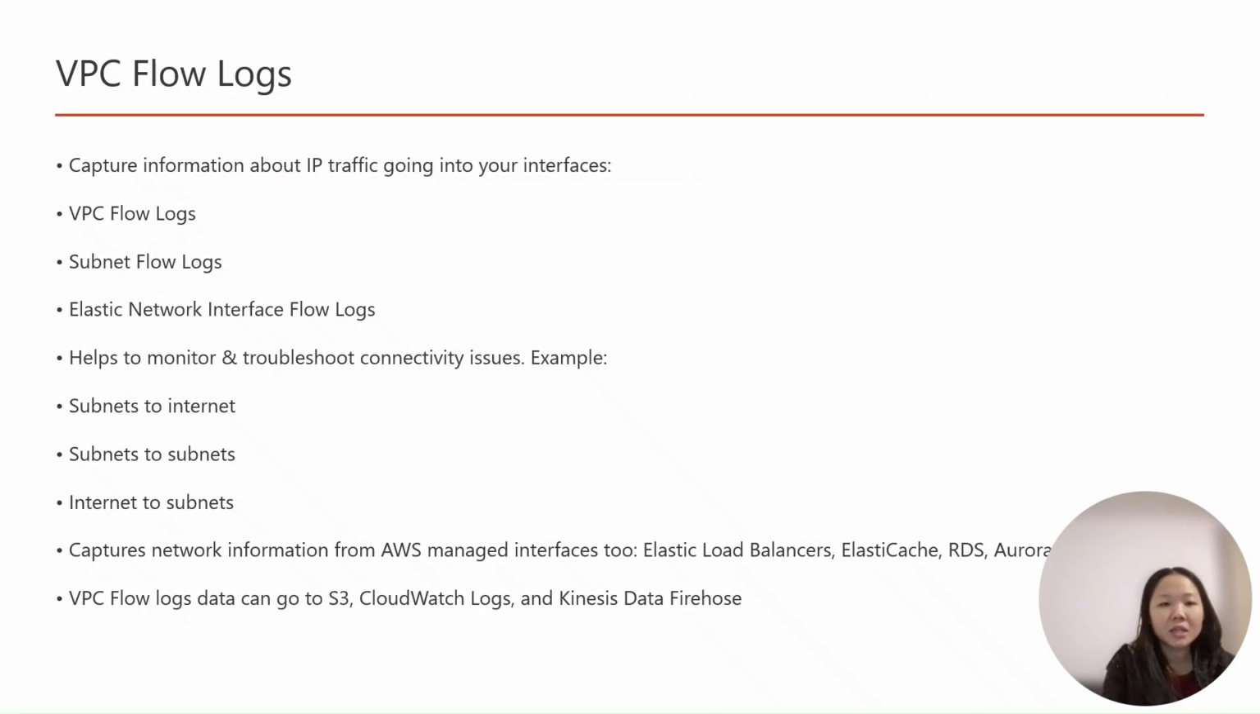VPC Flow Logs capture information about IP traffic going into your interfaces. VPC Flow Logs, subnet flow logs, and elastic network interface flow logs help to monitor and troubleshoot connectivity issues. Examples: subnet to the internet, subnet to subnet, internet to subnet. They also capture network information from AWS managed services: interfaces to Elastic Load Balancer, ElastiCache, RDS, Aurora. VPC Flow Logs data can go to S3, CloudWatch Logs, and Kinesis Data Firehose.